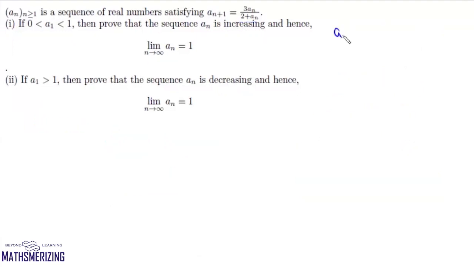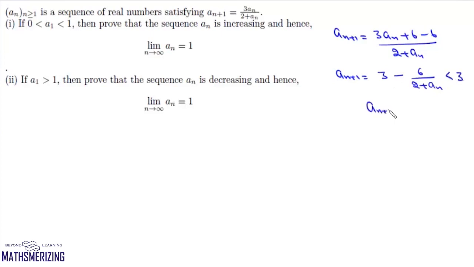We can also write that a_{n+1} is 3a_n/(2 + a_n). Now we'll add 6 and subtract 6 upon 2 plus a_n. Then a_{n+1} will be 3 - 6/(2 + a_n). Now this value will always be less than 3. So a_{n+1} will be greater than 0 but less than 3. That means the terms of the sequence are bounded. So the sequence is monotonic as well as bounded. Then using the monotone convergence theorem, we can say that it must converge to some limit L.